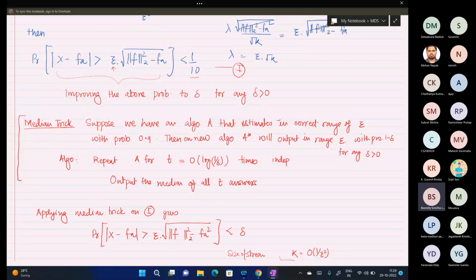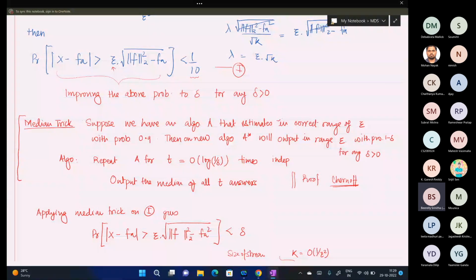And its proof is via Chernoff bounds. I'll not go over the proof, but you can just assume that this is true. And the same thing we did over here.